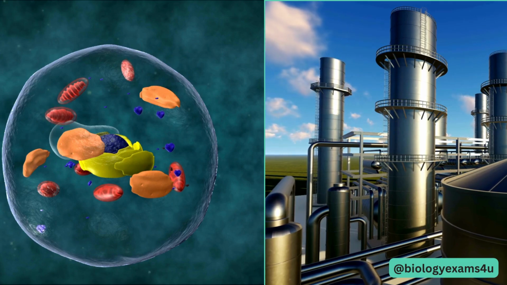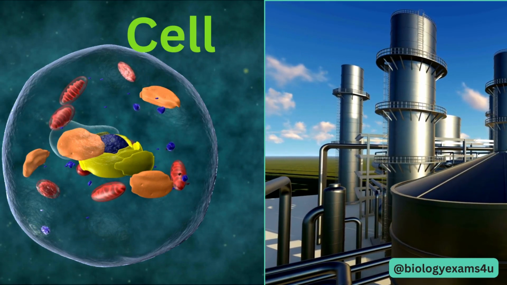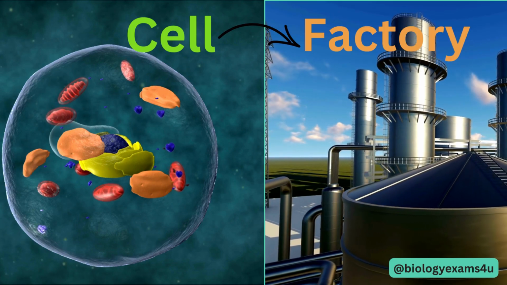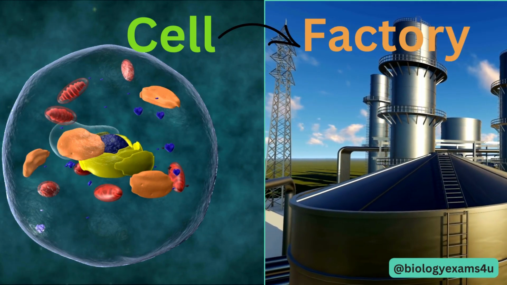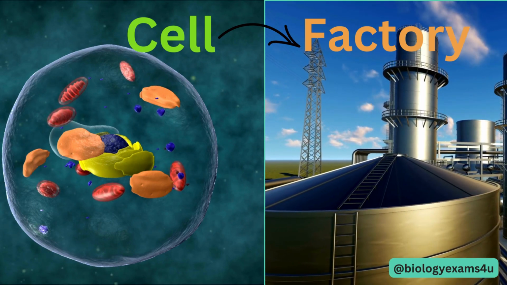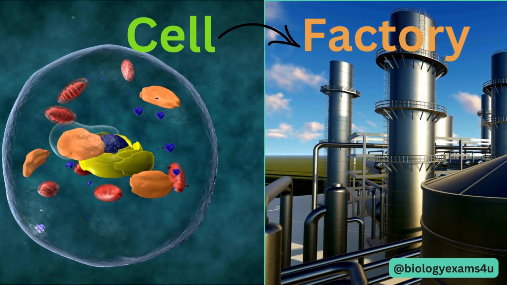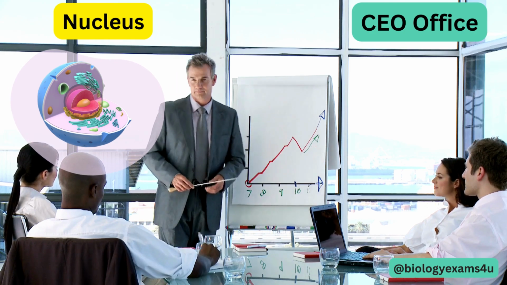The easiest way to understand cell structure and function is to compare and visualize a cell with some familiar structures like a factory. It's almost like a mini factory within our bodies. By the end of the video, you will have an interactive understanding of various cell structures and their functions. Let us begin with the nucleus.